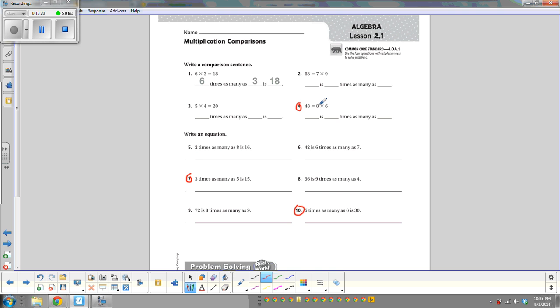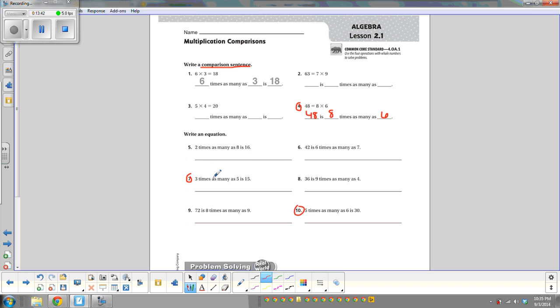So 48 equals 8 times 6. Again, I'm going to make a comparison sentence. Here I have my is, so that's my equal sign. So I'm going to go 48 is, and I'm just going to follow it through, 8 times as many as 6.